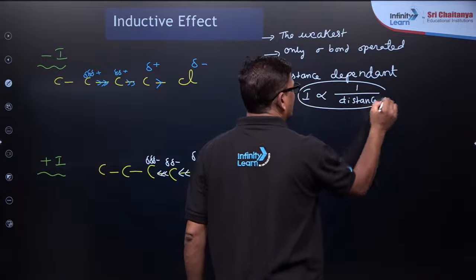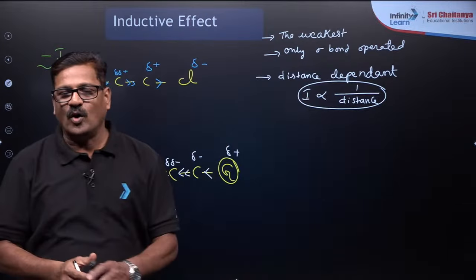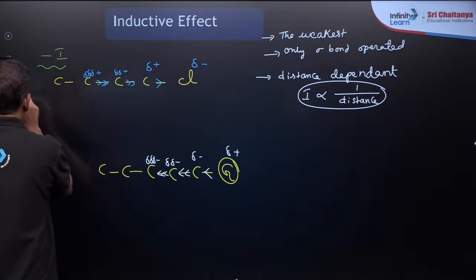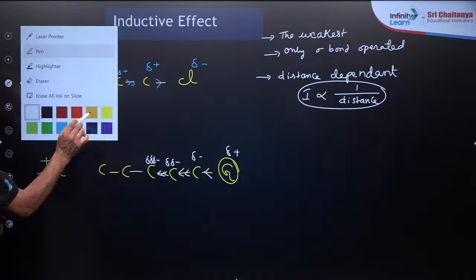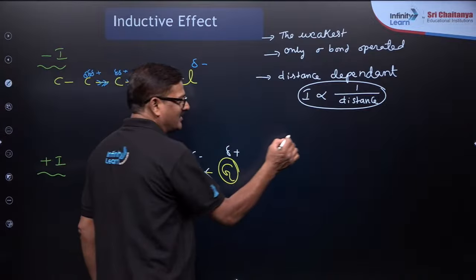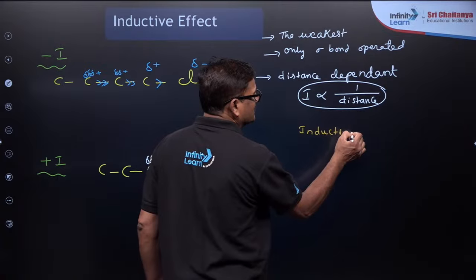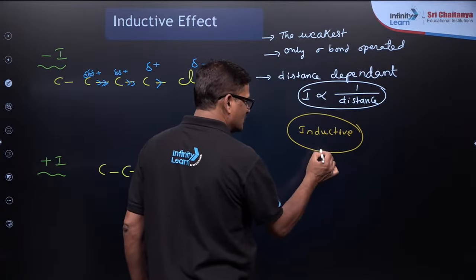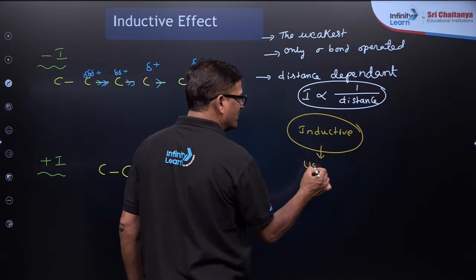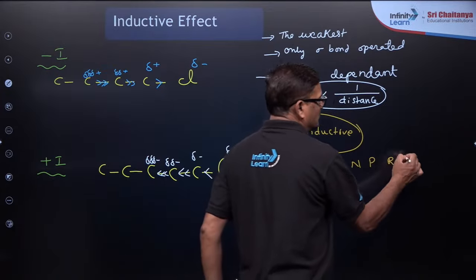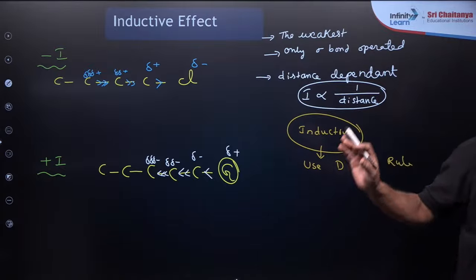ठीक है, आर यू गेटिंग और नॉट क्लियर? And one more thing I want to tell you, super important for NEET examination, you can use it directly. Whenever inductive effect comes, you use the DNP rule. What is the DNP rule? You tell me what is the DNP rule.